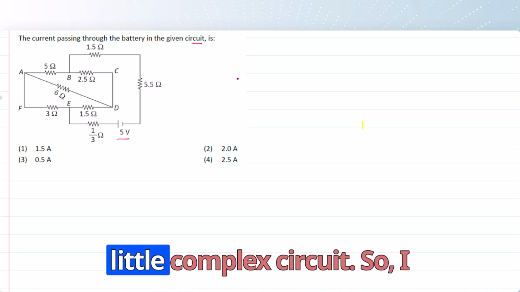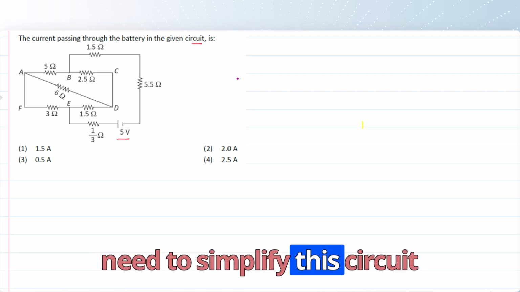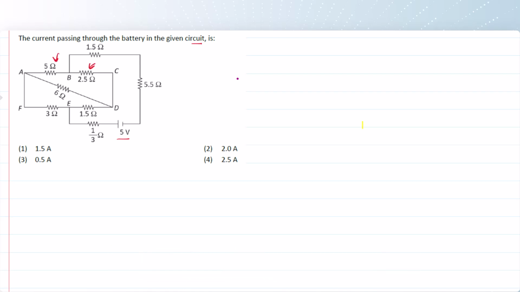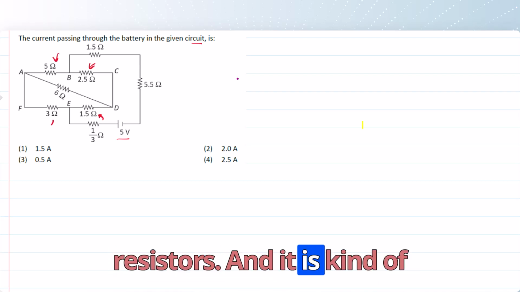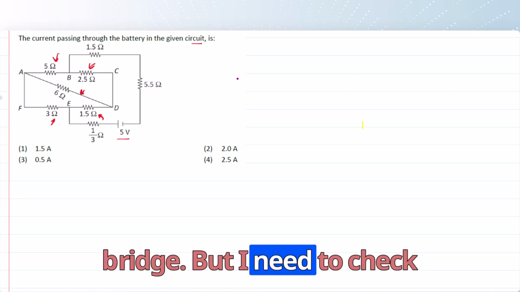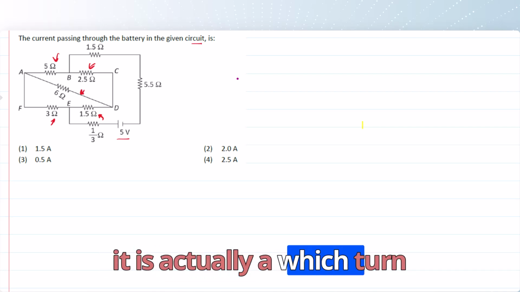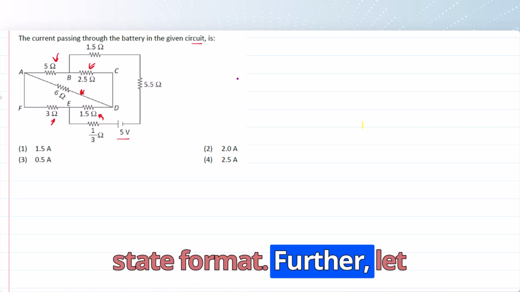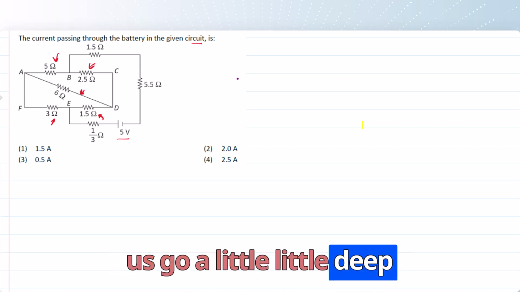It looks like a little complex circuit, so I need to simplify this circuit. And you can see there are multiple resistors, and it kind of resembles a Wheatstone bridge. But I need to check whether it is actually a Wheatstone bridge or not, and whether that bridge is in a balanced state or not. For that, let us go a little deeper.